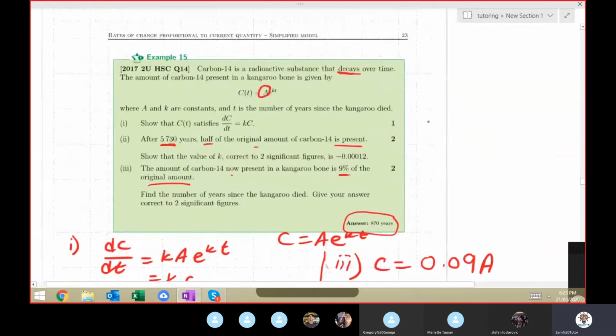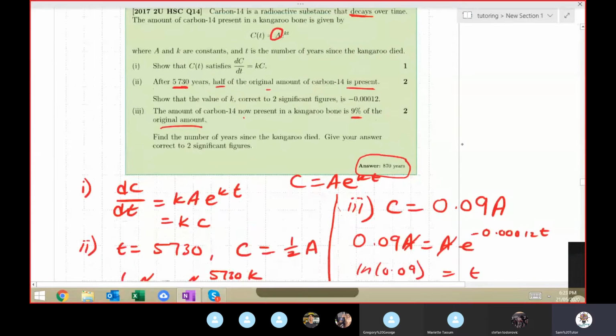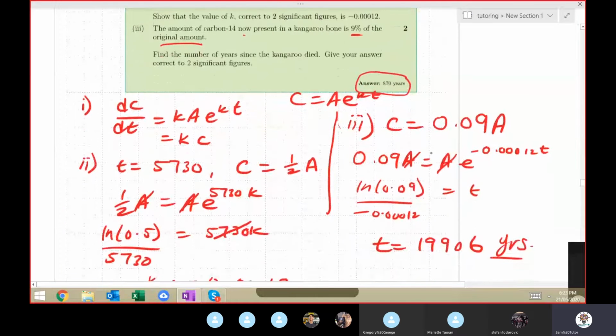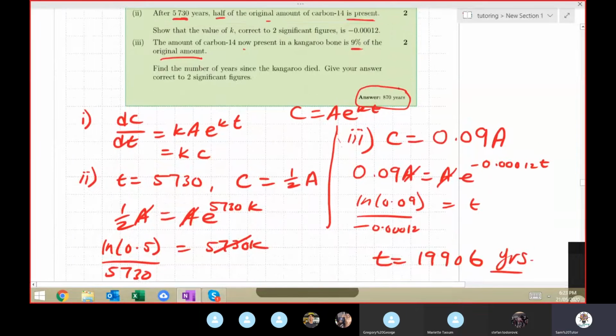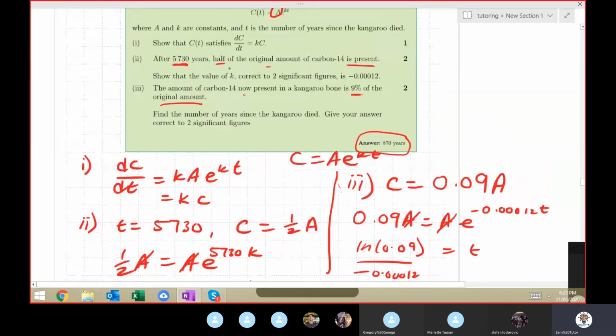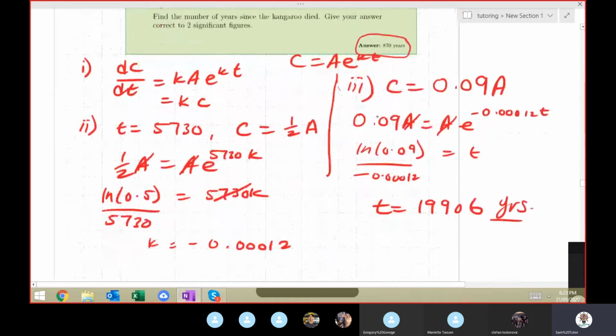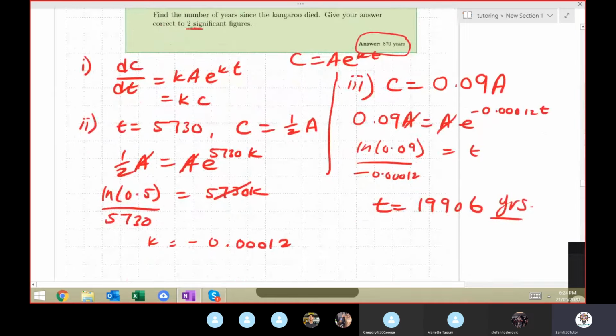What question is this? Example 15, page 23. I'm talking about that. Definitely not that. 19,000. And you know that can't be right anyways, because it took 5,500 years just to get to half of the original amount. So to get to 9%, it's even going to take longer than 5,500 years. So that's all right. I mean, it does say to 2 sig figs, so you would not get 4 marks.